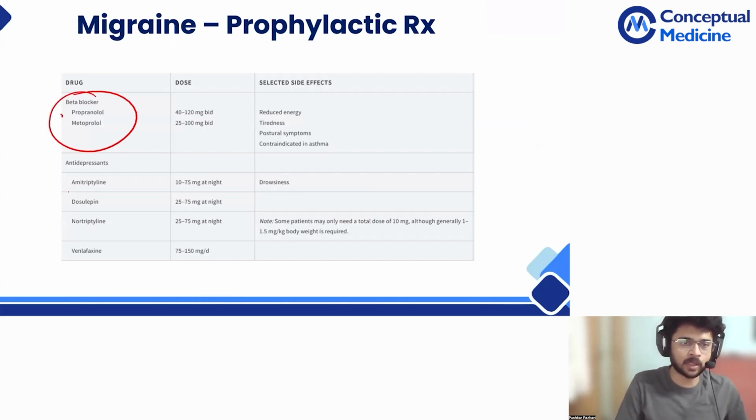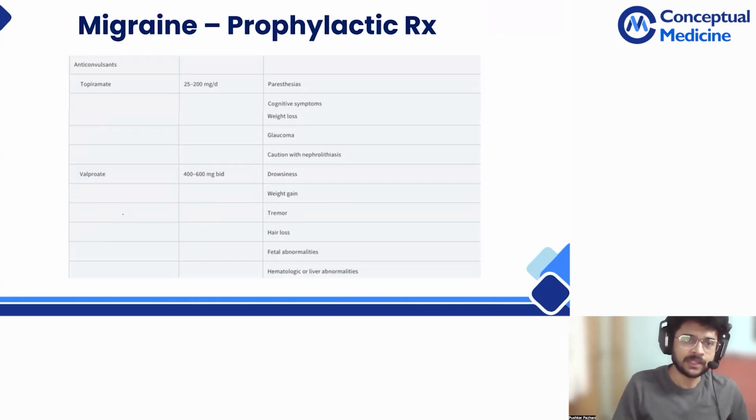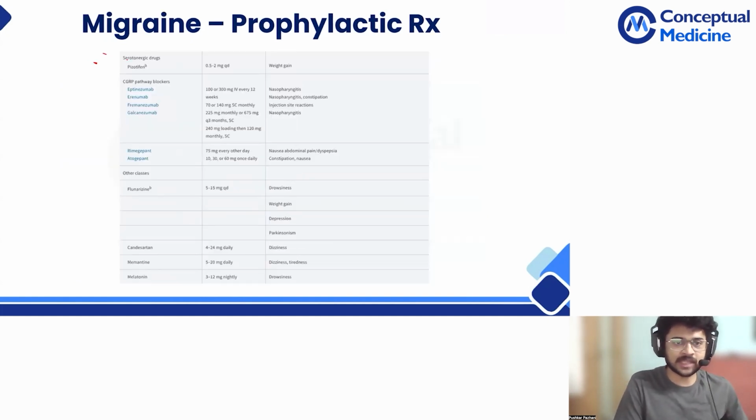As I mentioned, your beta blockers, then your tricyclic antidepressants like amitriptyline, dosulepin, nortriptyline, and venlafaxine. Then you have your anticonvulsants like topiramate as well as valproate. Then we have serotonergic medications like pizotifen, not very commonly used now mainly because it's associated with weight gain. And next is your CGRP pathway blockers. That is your eptinezumab, erenumab, fremanezumab, and galcanezumab. And your gepants like rimegepant and atogepant.